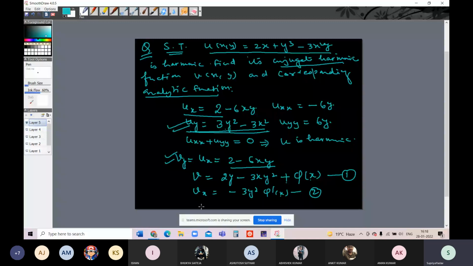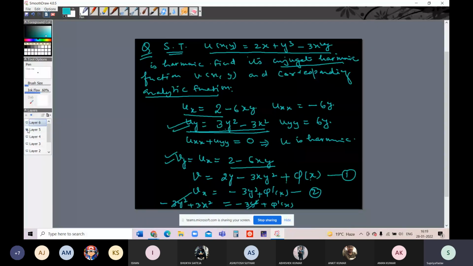Sorry. So Vx will be minus 3y square plus 3x square minus 3y square plus phi dash x. Okay, on both sides we are cancelling this term. We will get phi dash x is equal to 3x square. I think it was 3x square, yes.